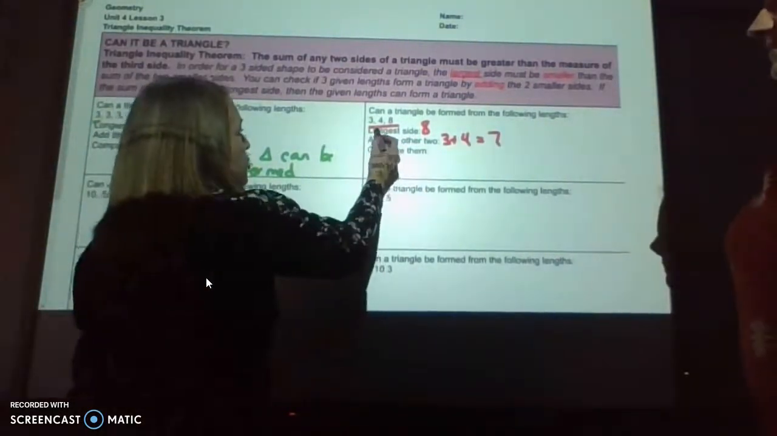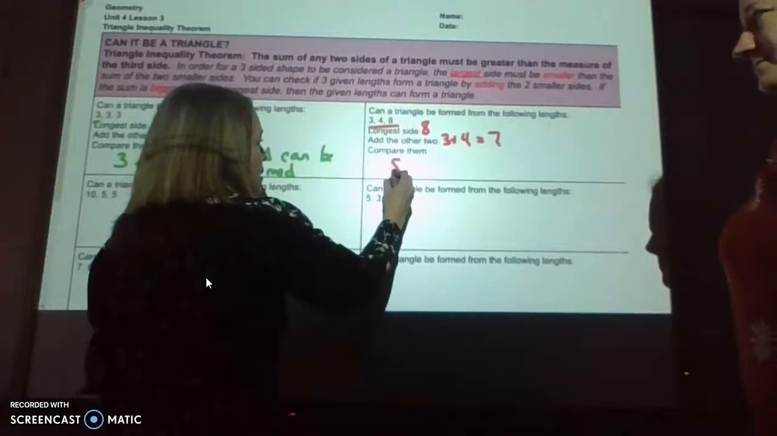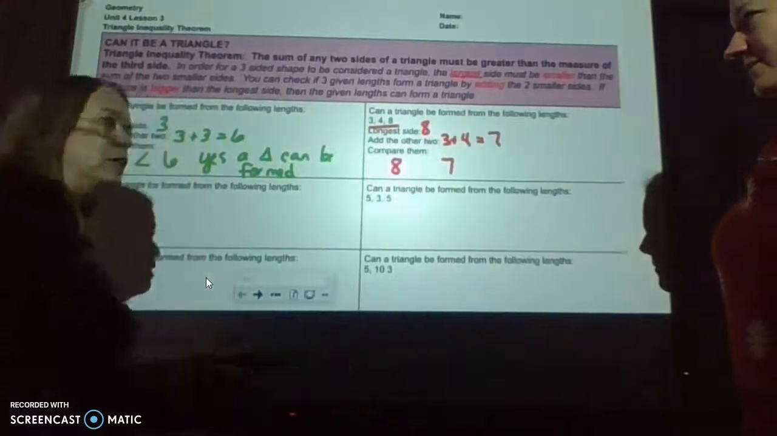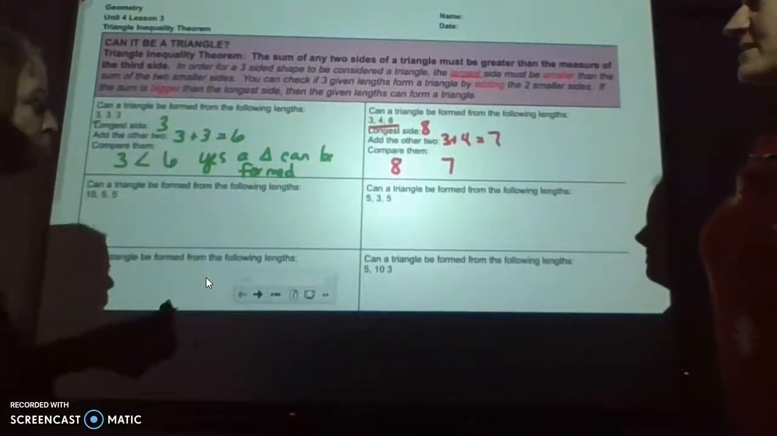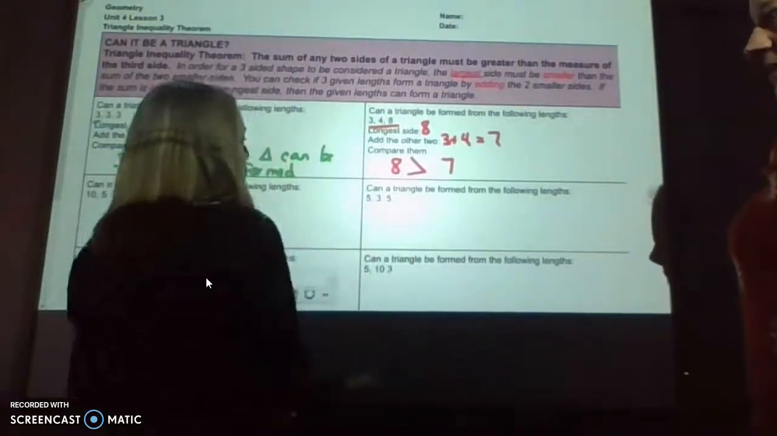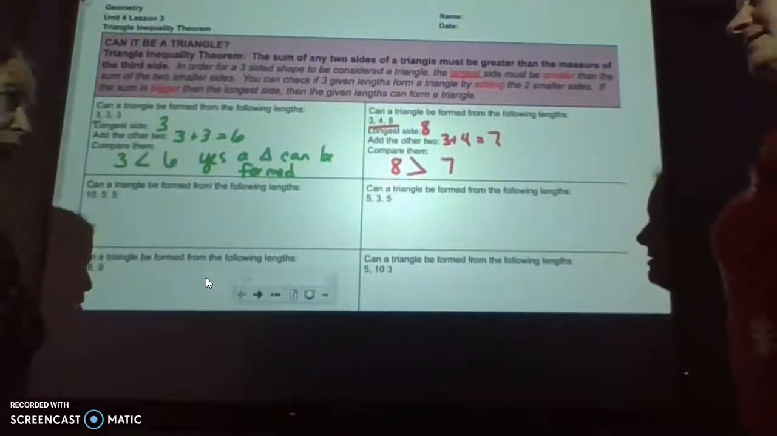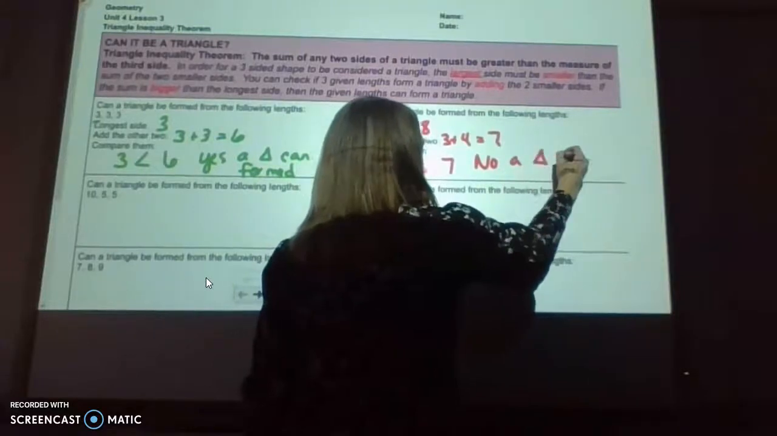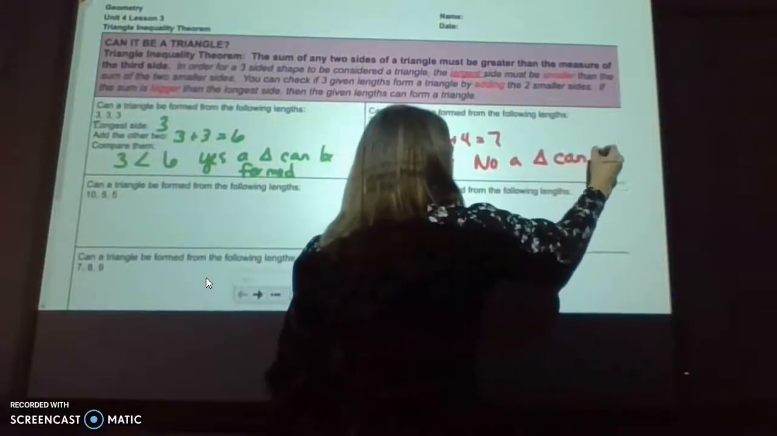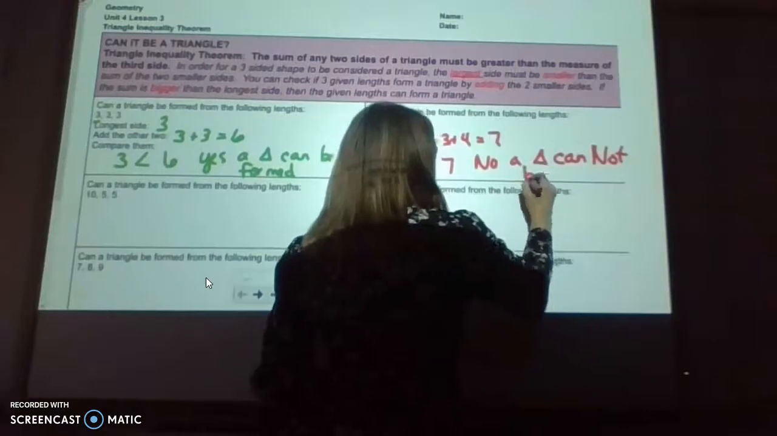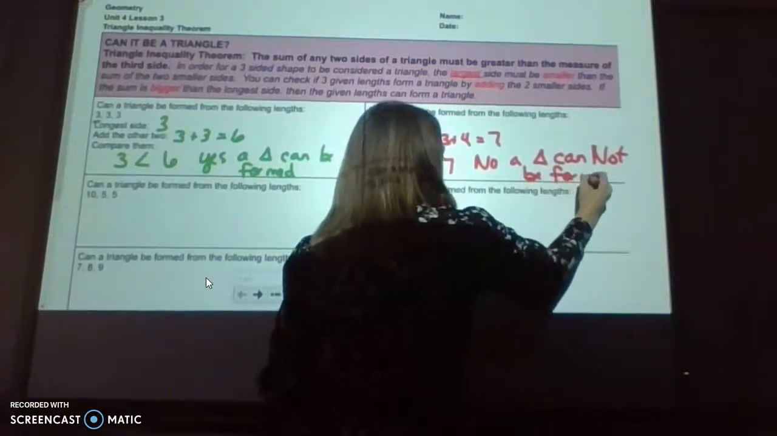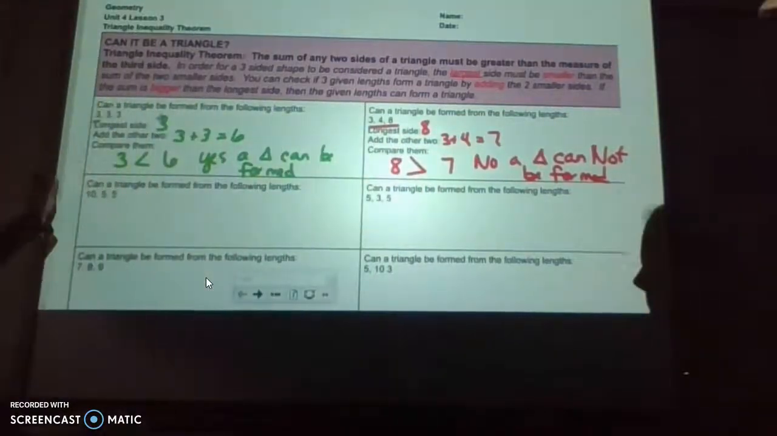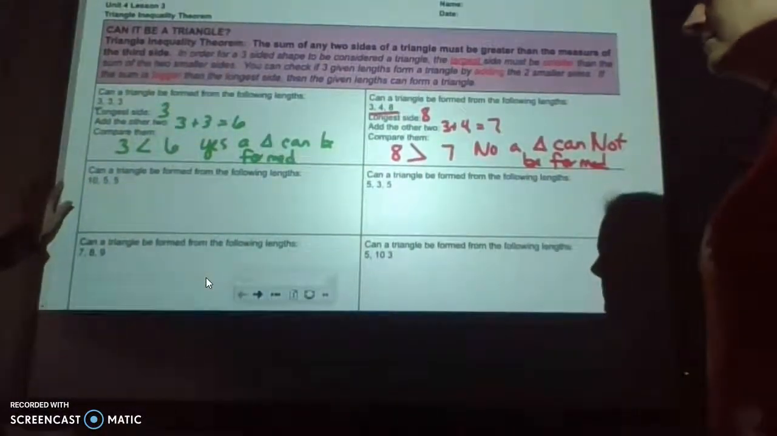Now we're going to compare them. You always take the first one, the longest side, and compare it to the other two. Is this less than, greater than, or equal to? 8 is greater than 7. I said it must be less than. So is this a yes or a no? It is a no, because 8 is greater than 7. A triangle cannot be formed.